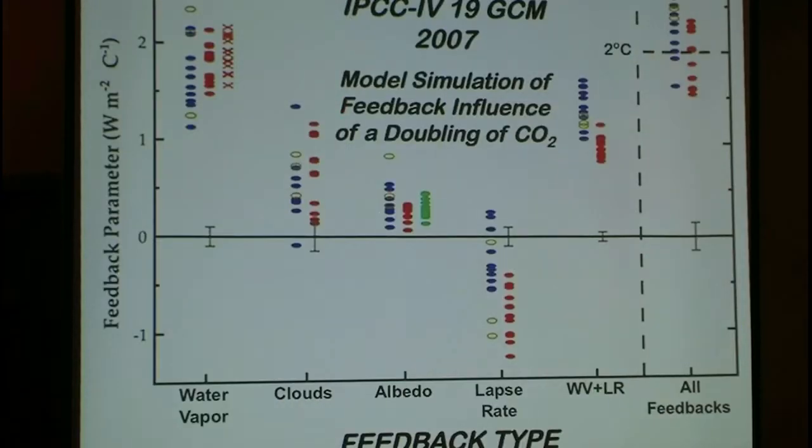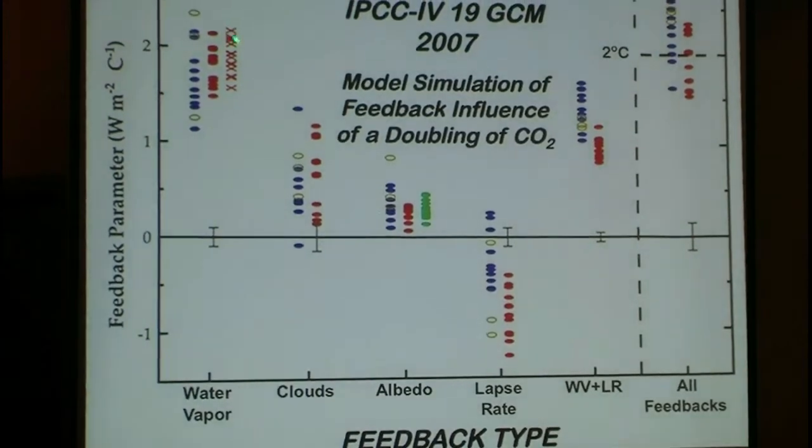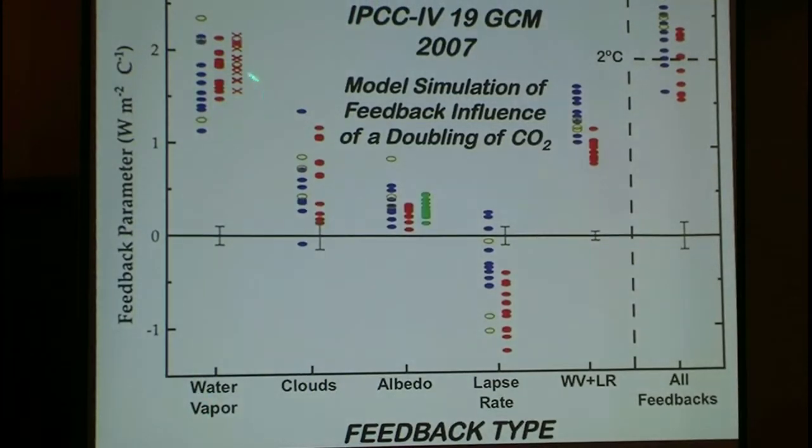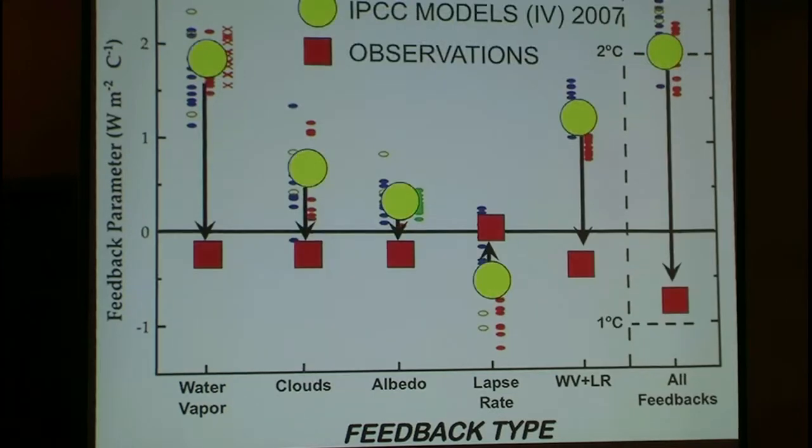So now let's look at the IPCC. This is the last report, report 4. They had water vapor feedback of 2 units of warming. Cloud feedback, roughly 1 unit. Albedo, positive, and they have a lapse rate cooling. That's because they put so much heat in the upper troposphere in the tropics. But they come out with a net effect of all feedbacks of about 2 degrees. That's wrong. That just ain't right.